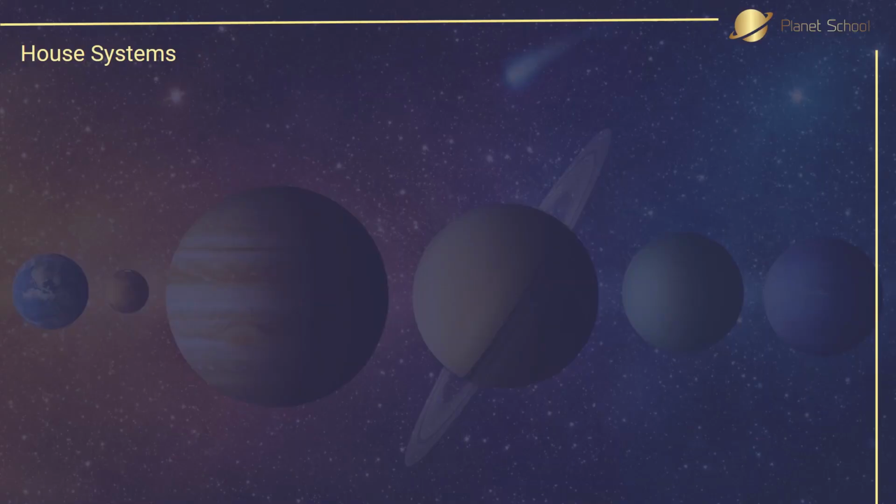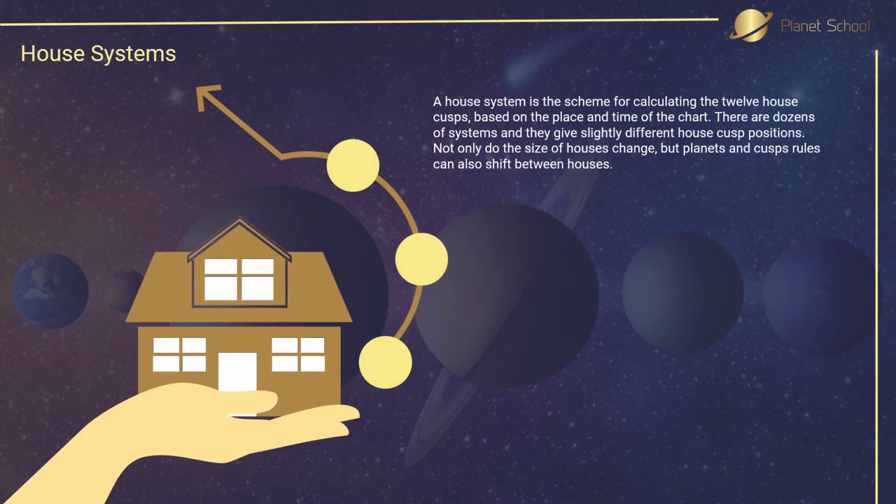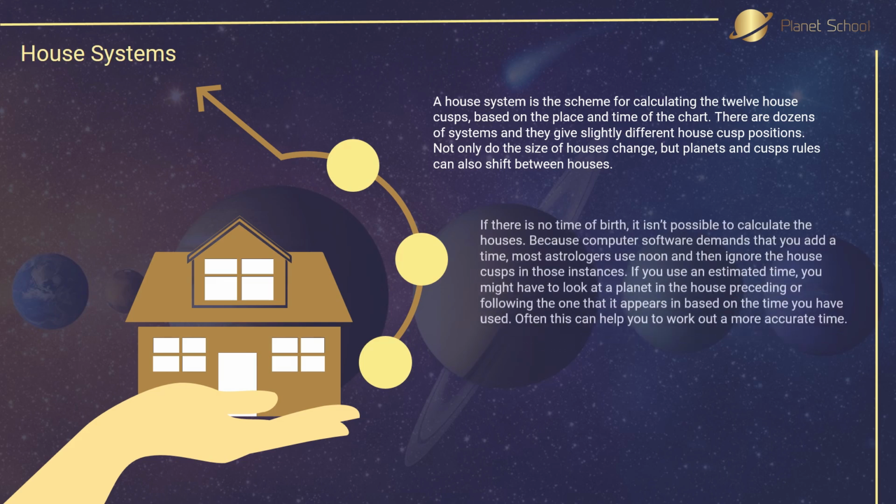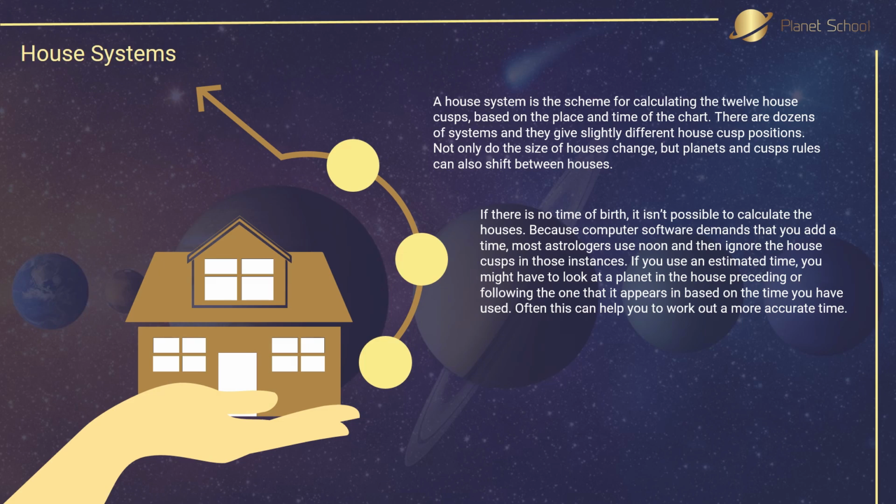House systems. A house system is the scheme for calculating the 12 house cusps, based on the place and time of the chart. There are dozens of systems and they give slightly different house cusp positions. Not only do the size of houses change, but planets and cusp rulers can also shift between houses. If there is no time of birth, it isn't possible to calculate the houses.